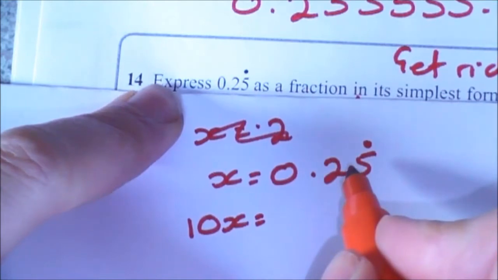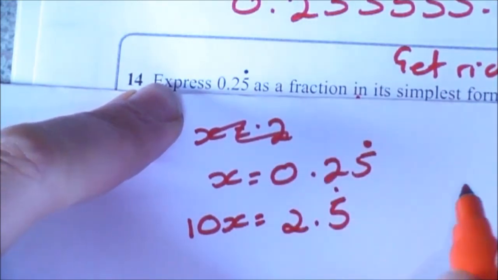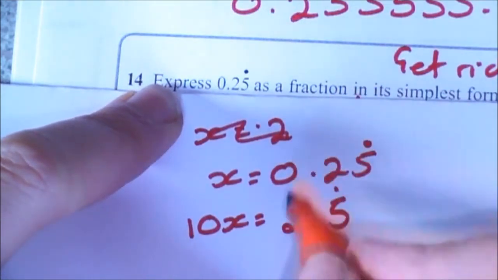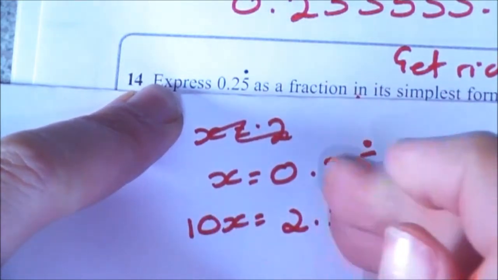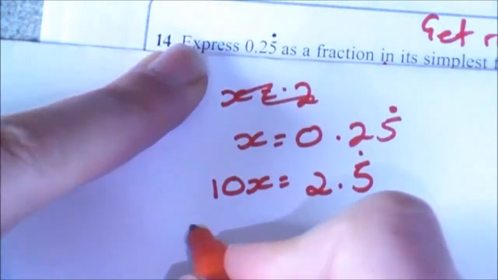Now I can find out what 10x is equal to by simply timesing that by 10, which means the decimal would now be there. So you'd have 2.5 recurring. So that's good, I've got the 5 recurring after the decimal. However, I need to be able to subtract them from each other to get rid of the recurring, which I can't do.